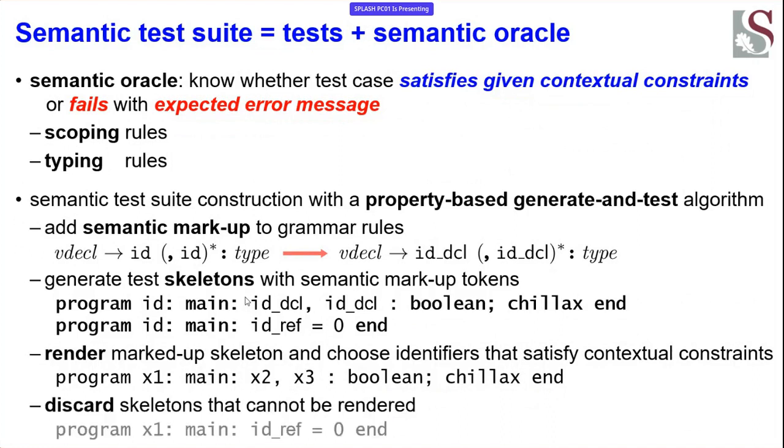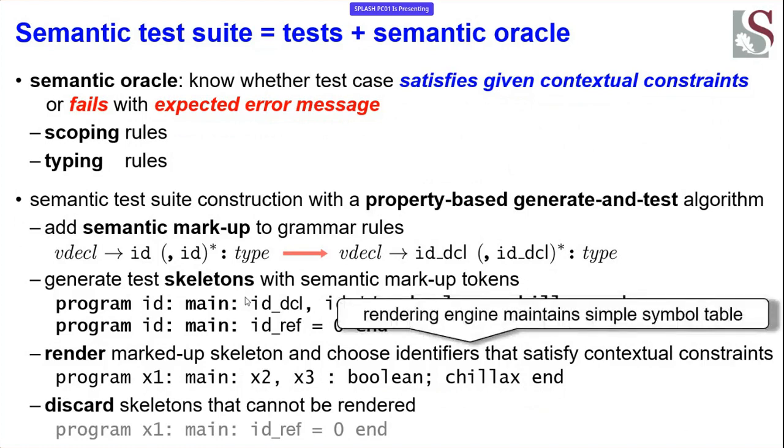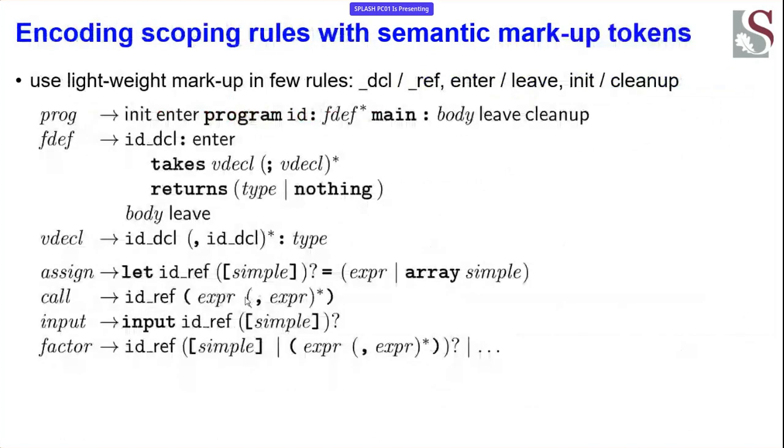And skeletons that cannot be rendered completely because they describe an illegal input just get thrown away. So the rendering engine just contains a small symbol table implementation. All right, so this is a very lightweight approach. Here you see the full markup that is required for that language. We need to mark up 7 out of the 45 rules in a few positions.